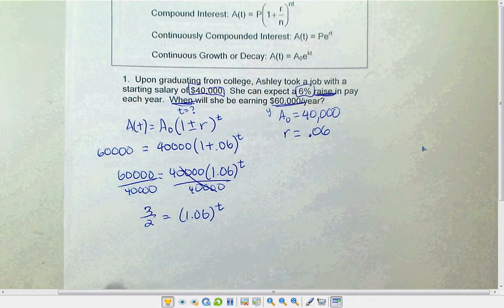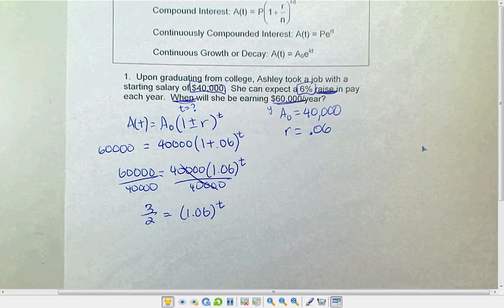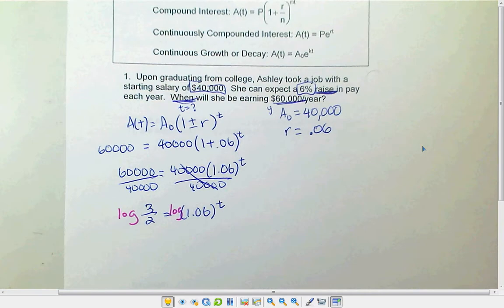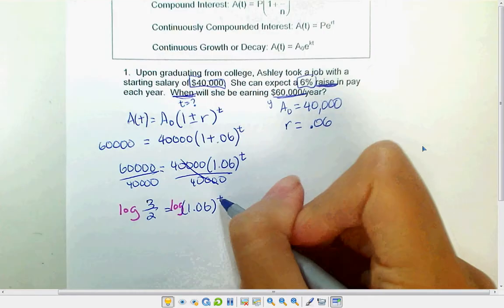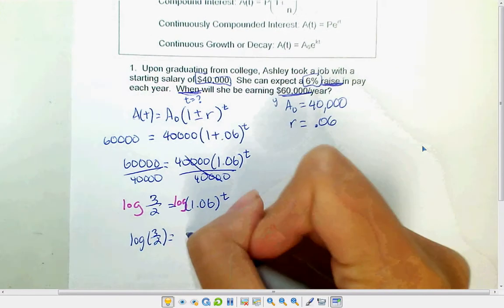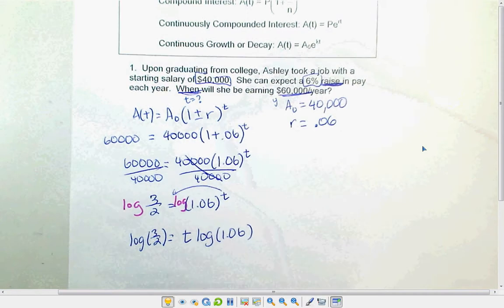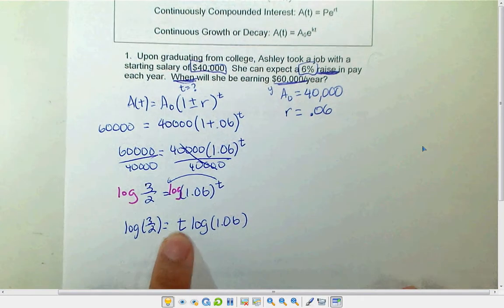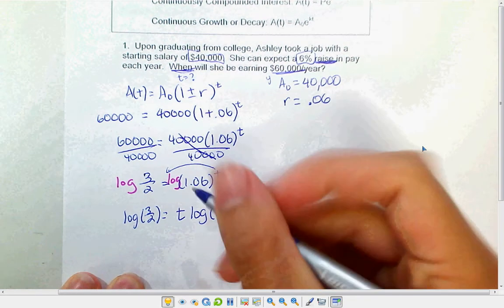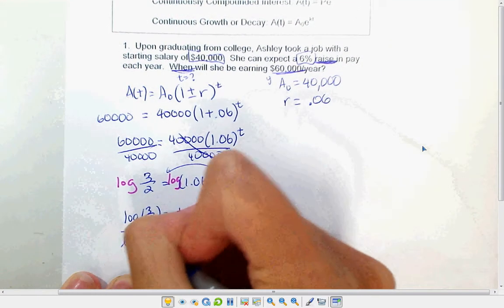So just like what we have been doing, to get rid of this exponent, the inverse of an exponent is a log. So what we're going to do is take the log of both sides. When we do that, that enables us to bring our exponent down in front. So we have log of 3 halves equals t log of 1.06, because we took our t and brought it out in front. Now to get t by itself, this is what we're solving for, because that's what we're looking for when, which is our time. We just have to get rid of the log of 1.06 by dividing on both sides.